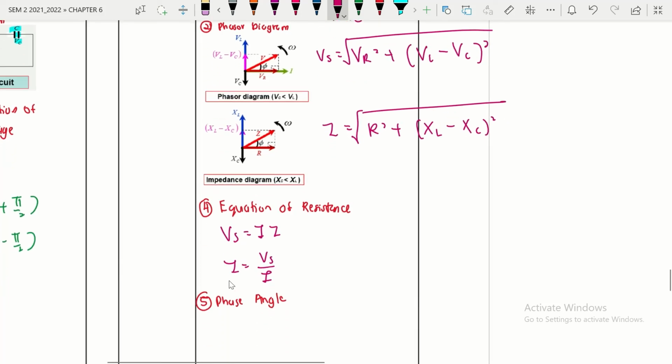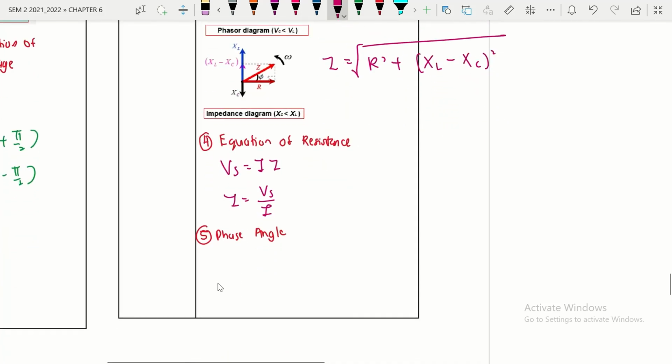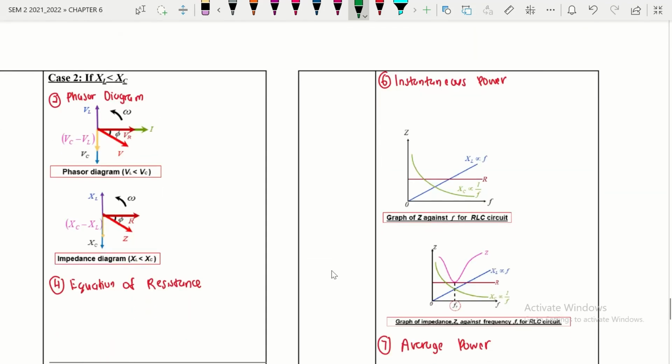What about the phase angle? So, phase angle pun adalah sama. Dia sebiji dengan RC circuit dengan RL circuit. So, dia akan dapat, mesti terus tulis shift cos VR over VS, or ini kalau awak tengok Phasor diagram. Kalau awak tengok impedance diagram, awak akan dapat shift cos R over Z. So, dia ada dua.